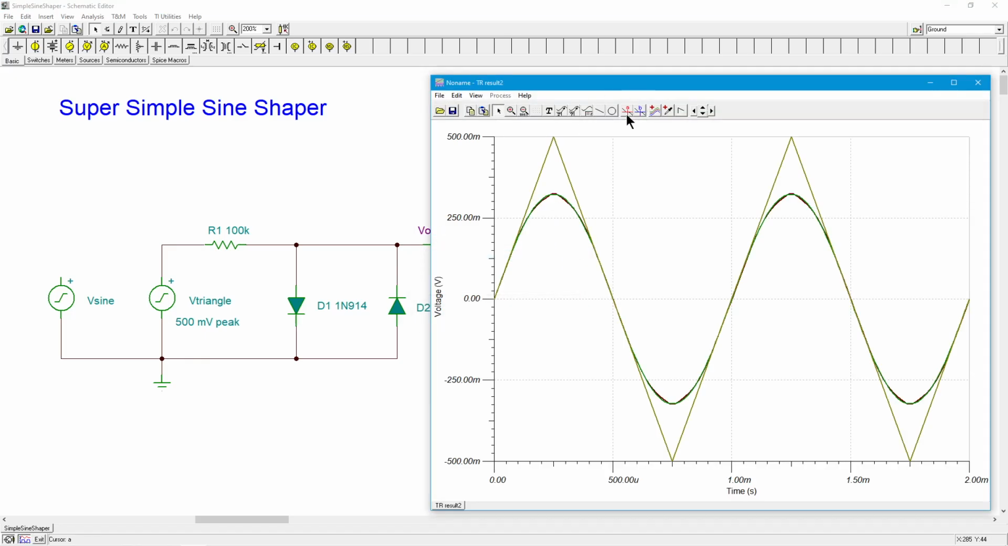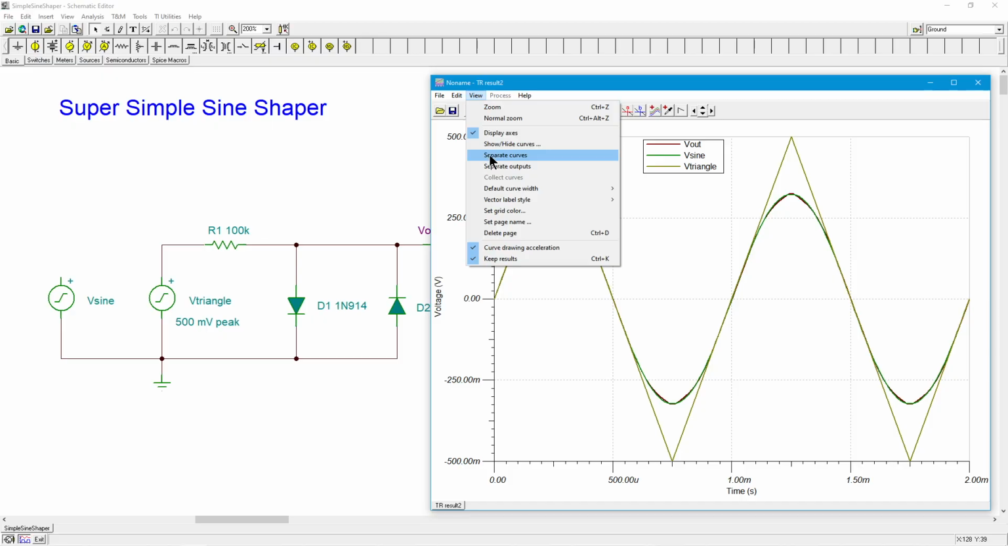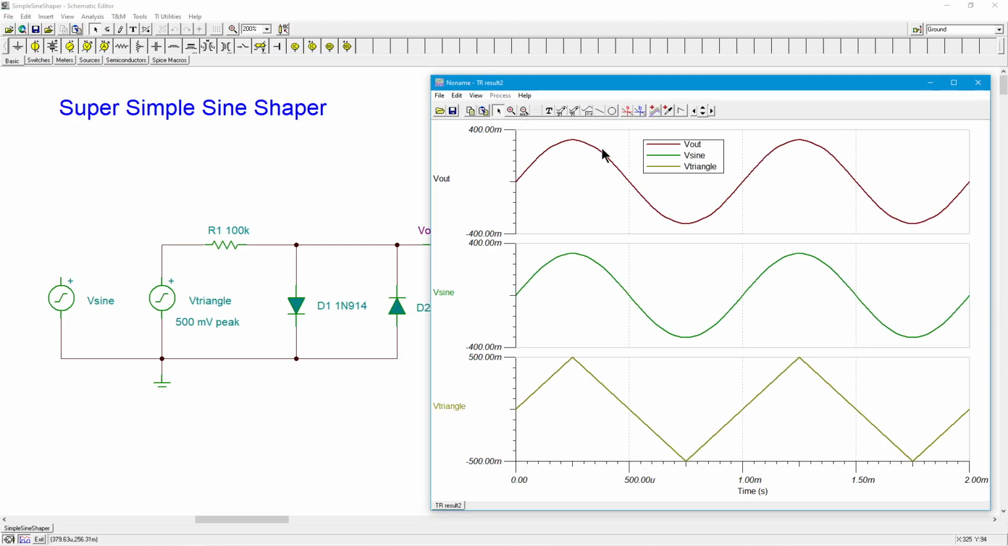Okay, so let's get the legend out here. First of all, the triangle wave is this olive green color, very obvious. But for the sine and the V out, there's a green and a maroon, and they appear to be right on top of each other. Just looking at this, we can see there's a little bit of variation right around the tips, but it actually looks pretty nice. We can see that a little better if we separate our curves out. So here's our V out, this is our force fit sine wave.